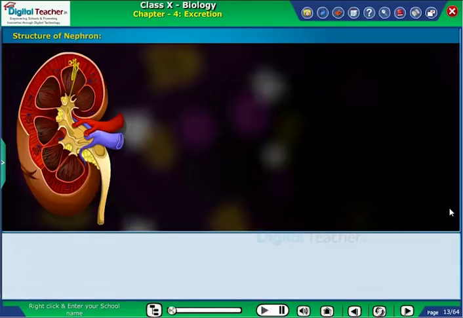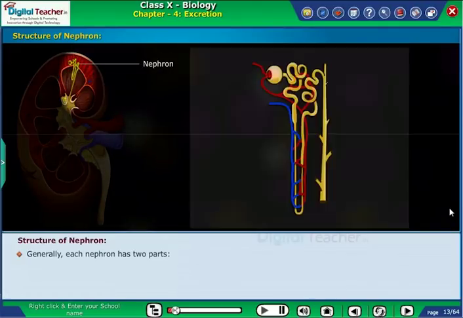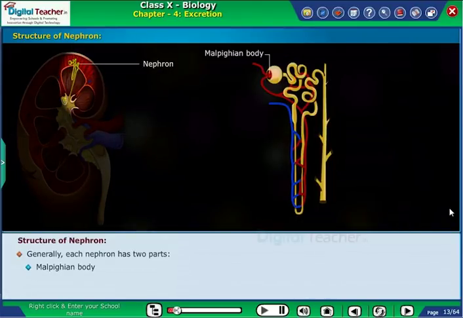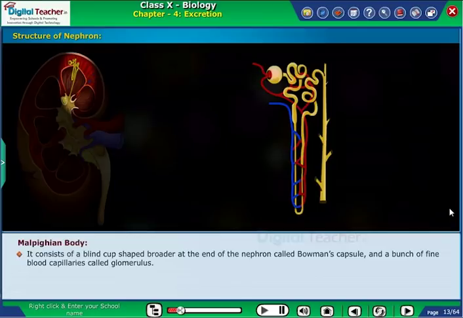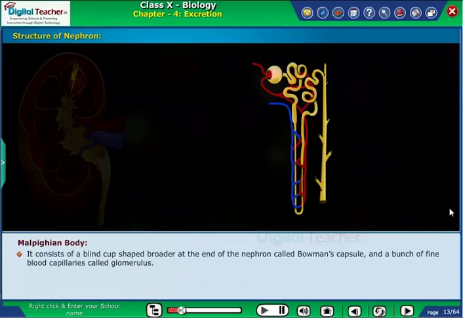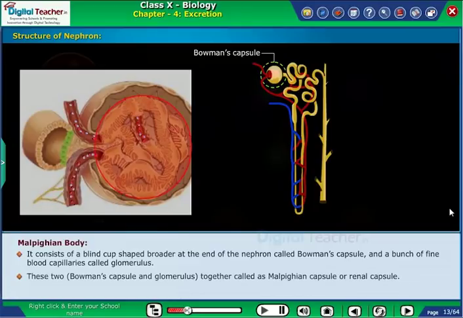Now, let us learn in detail about the structure and function of the nephron. Structure of nephron. Generally, each nephron has two parts: Malpighian body and renal tubule. Malpighian body consists of a blind cup-shaped border at the end of the nephron called Bowman's capsule and a bunch of fine blood capillaries called glomerulus. These two, Bowman's capsule and glomerulus, together are called the Malpighian capsule or renal capsule.